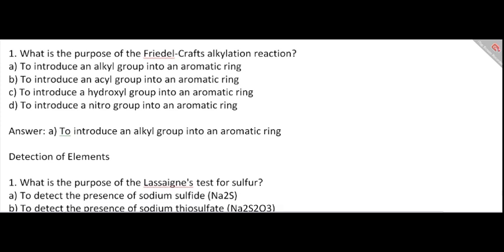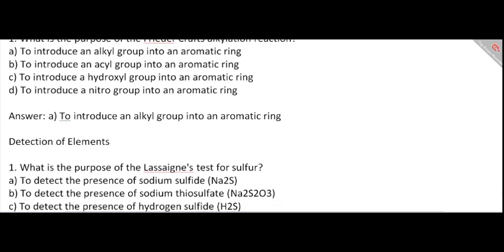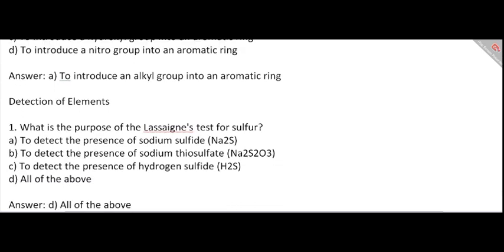Detection of elements: what is the purpose of Lassaigne's test for sulfur? It could be used to detect sulfur. Obviously, any substance containing sulfur could be detected by this particular test, just like sodium sulfide, sodium thiosulfate, hydrogen sulfide. All of them are correct because they all contain sulfur, and we can use this same reaction to detect the presence of sulfur.